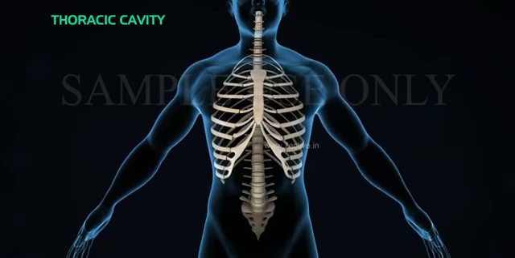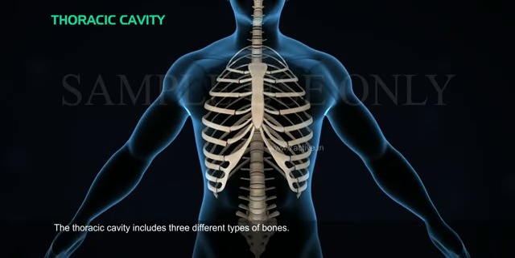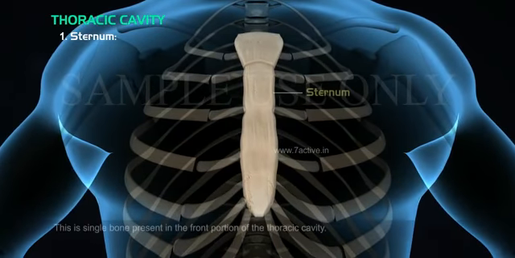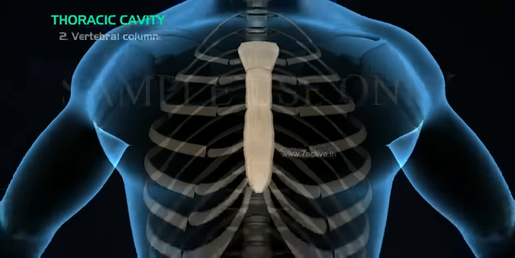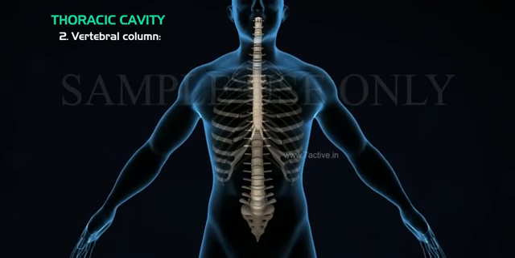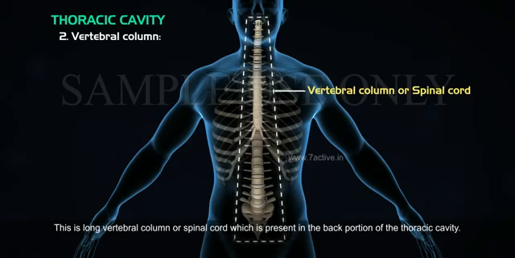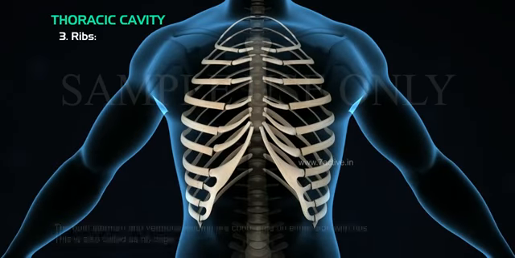Thoracic cavity. The thoracic cavity includes 3 different types of bones. 1. Sternum. This is a single bone present in the front portion of the thoracic cavity. 2. Vertebral column. This is the long vertebral column or spinal cord which is present in the back portion of the thoracic cavity. 3. Ribs.